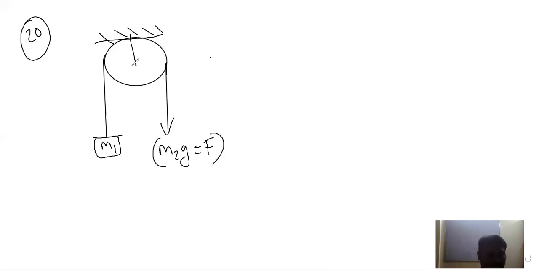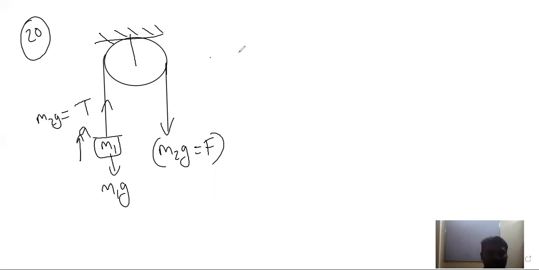So in question number 20, we have to find the acceleration of M1. Let us try to find. So this force is M2G. So here tension force will also be equal to M2G because tension in one string is constant. So this will be the direction of acceleration.